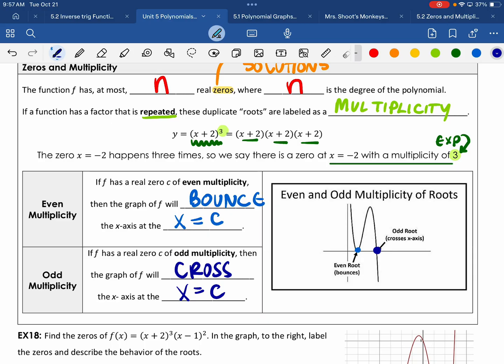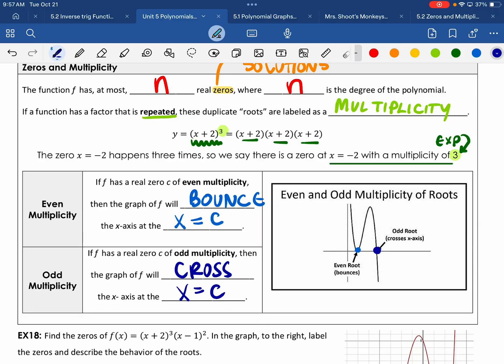All right, so I know things are going to get confusing because we talk about even and odd stuff in a lot of different scenarios. So we talk about even and odd symmetry. We talk about the even and odd degree. That's going to help you determine end behavior. And now we're going to talk about even and odd multiplicity. That's going to determine whether stuff crosses or bounces. So I know it can get a little confusing all up in your brains, but try to keep it straight.